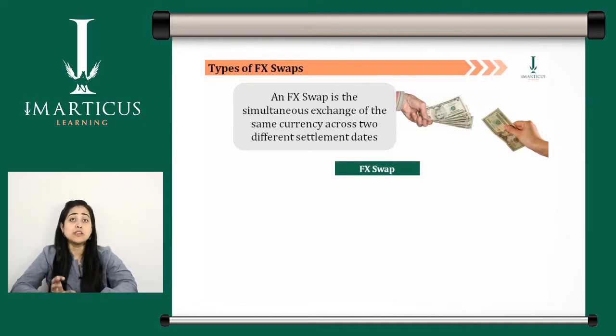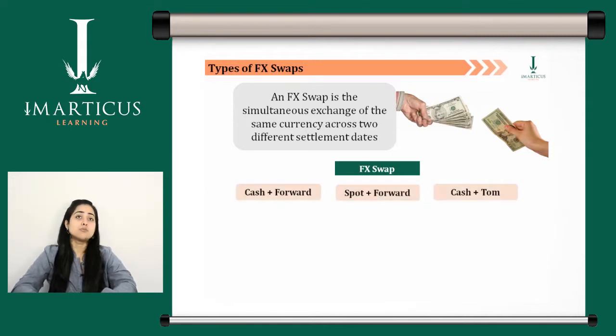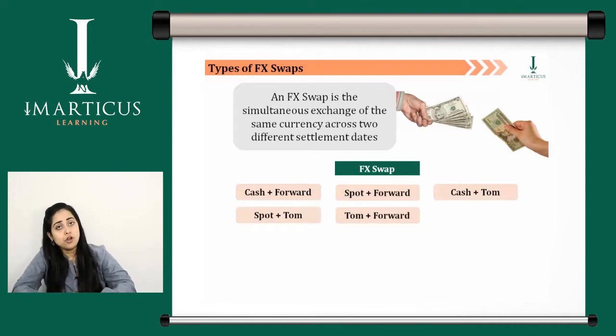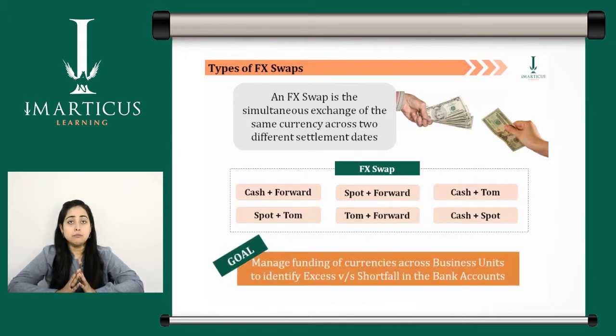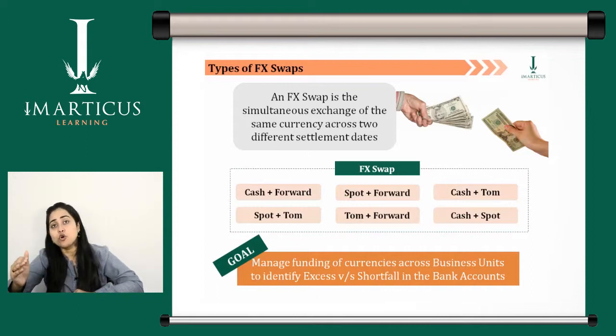An FX swap is a mix of anything. This can include cash plus forward, spot plus forward, cash plus term, spot plus term plus forward, or cash plus spot. Both the legs of the swap have to be agreed at the same time. In other words, the trade dates of the two legs are the same. The main aim of an FX swap is to manage the funding of currencies across various business units to identify the excess versus shortfall in the bank accounts.